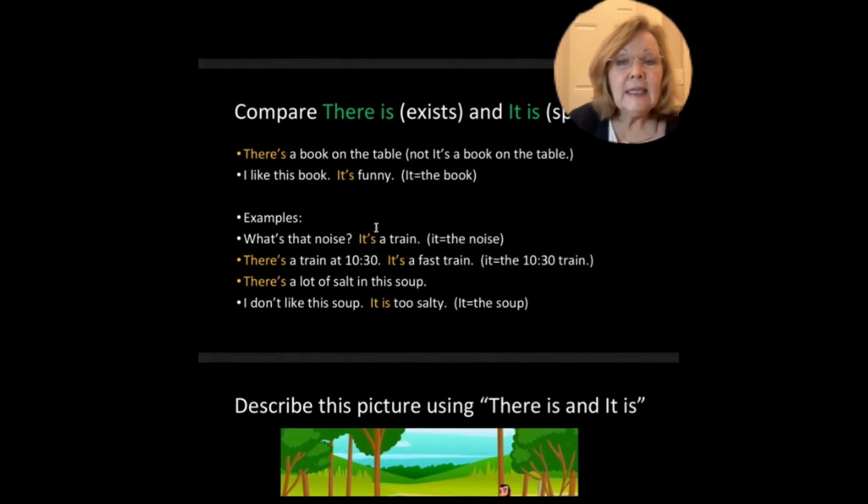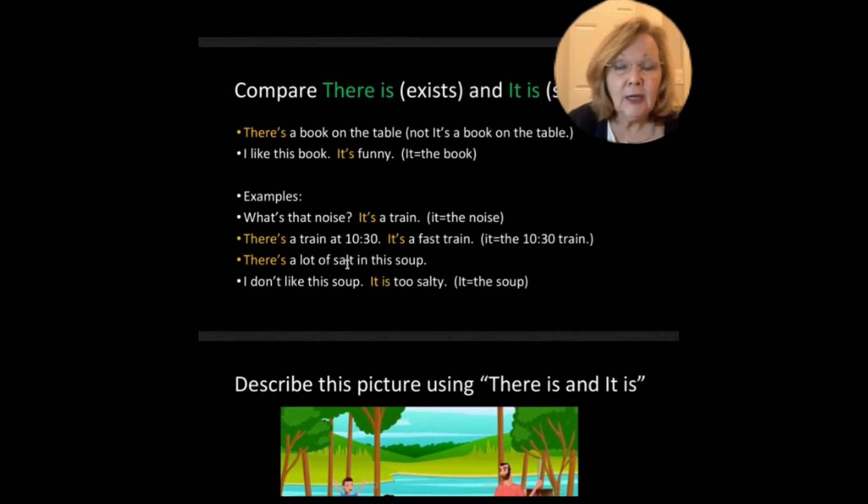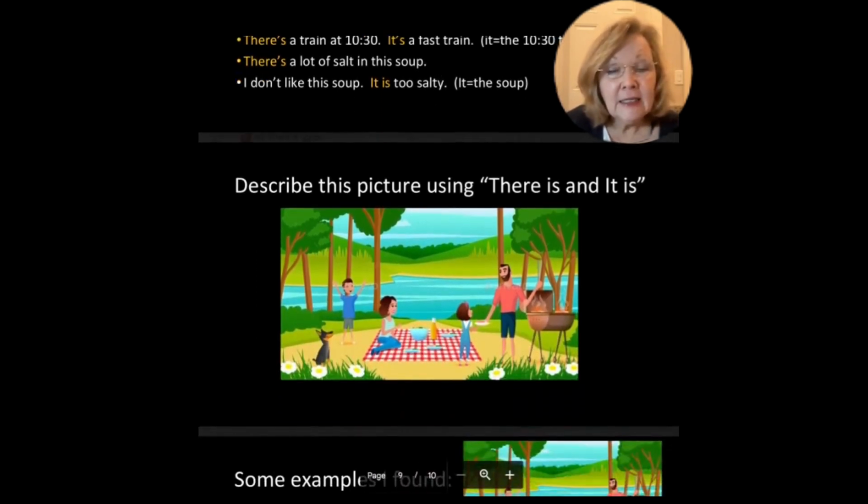Here are some examples. What's that noise? It's a train, meaning the noise is coming from the train. There's a train. It exists. It's a fast train, talking about that particular train. There's a lot of salt in this soup. I don't like this soup. It's too salty, meaning the soup is too salty. It is for the soup. So that's how you compare there is and it is.